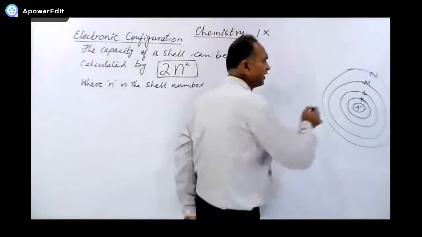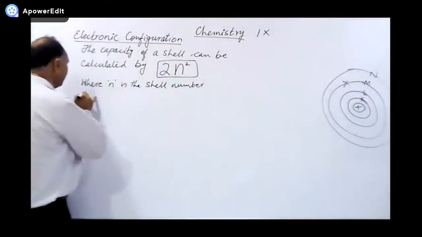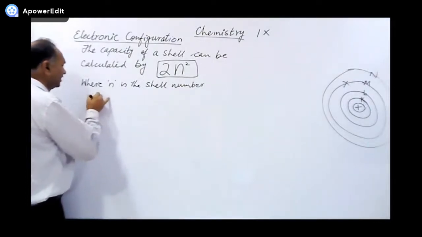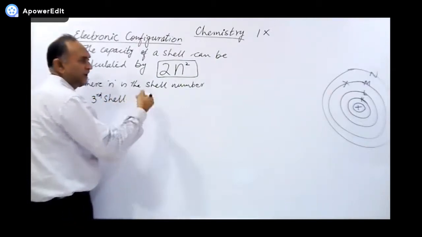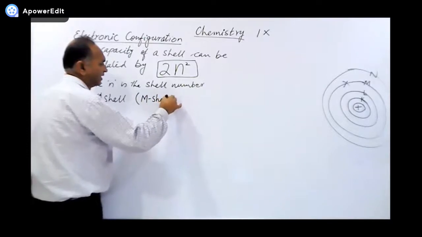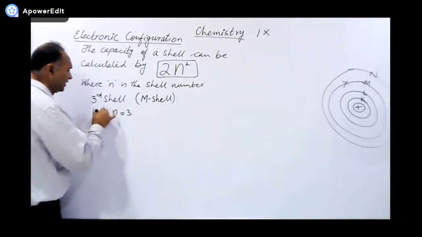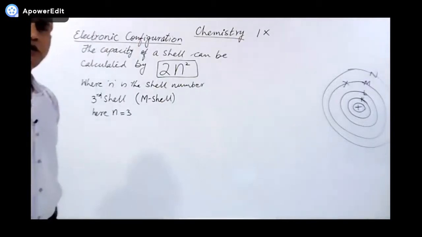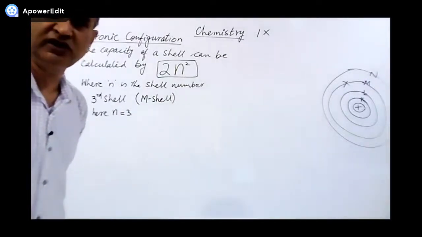For example, if I want to find out maximum number of electrons in third shell. So question, third shell. What is the name of the third shell? K, L, M. It means I am willing to find out the capacity of M shell. So what is the value of n over here? 3. M shell, third shell. We are willing to find out the capacity in it.